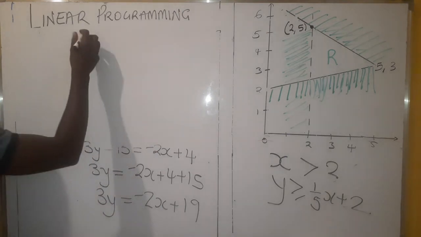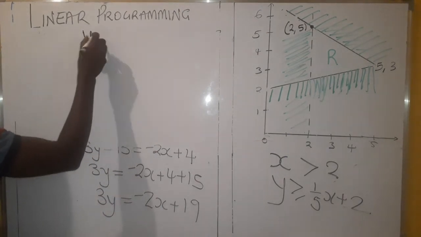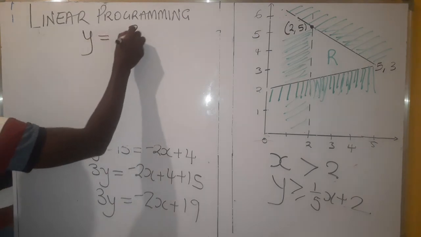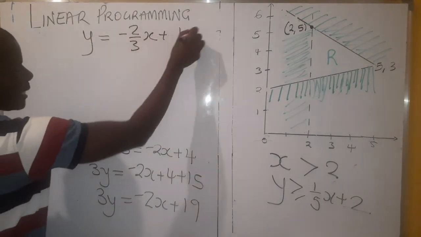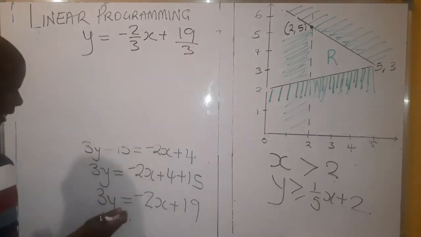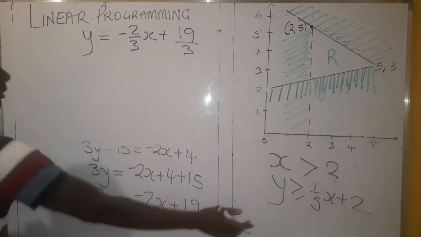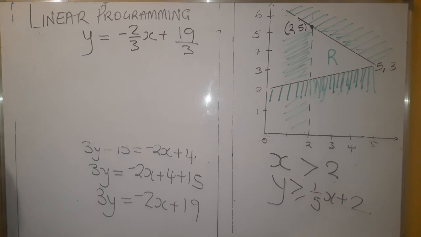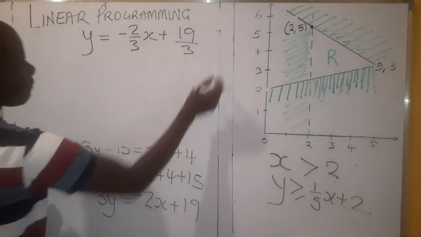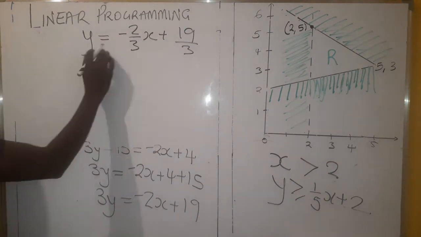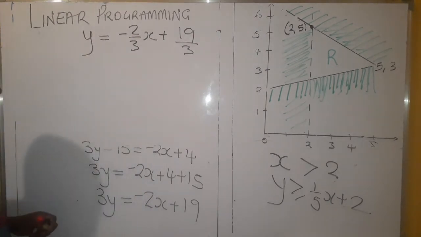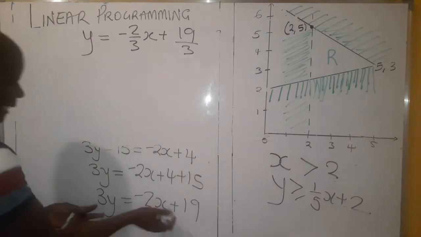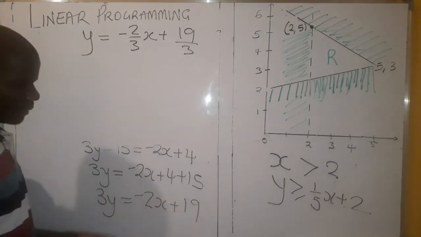But if you want, you can still say y is equal to negative 2 over 3x plus 19 over 3, where you divide this 3 throughout this side. Or you can just say everything over 3. It's the same thing. Then this is the same as this one. They are equations, these ones. Whether this one comes to the other side equals 19, it's the same thing.